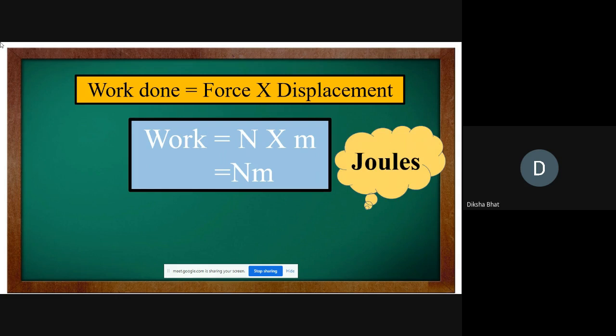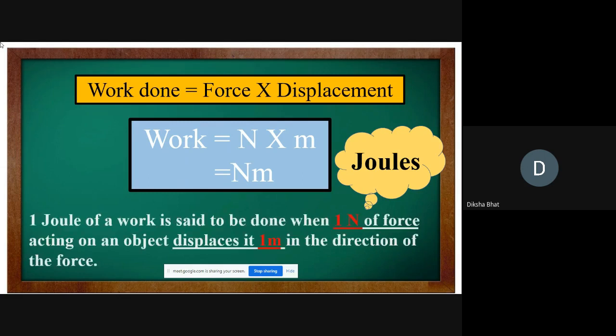Now, using the above formula of work, let us define 1 joule of work done. 1 joule of work is said to be done when 1 newton of force acting on an object displaces it 1 meter in the direction of the force. You can just see this formula. Work done is equal to force multiplied by displacement. So 1 joule of work is said to be done when 1 newton of the force acting on an object displaces it 1 meter in the direction of force.